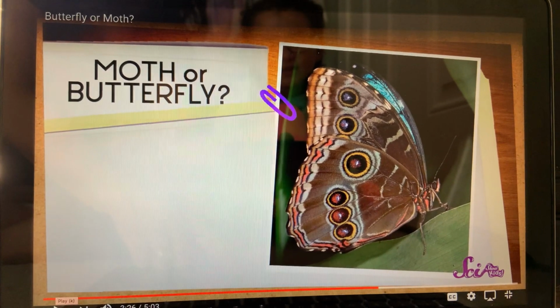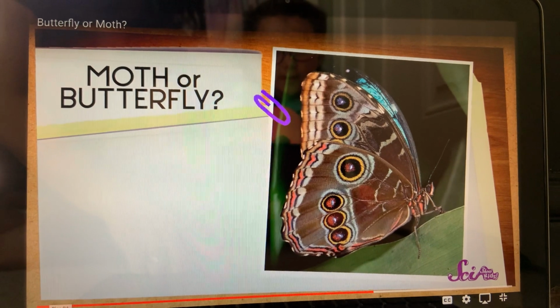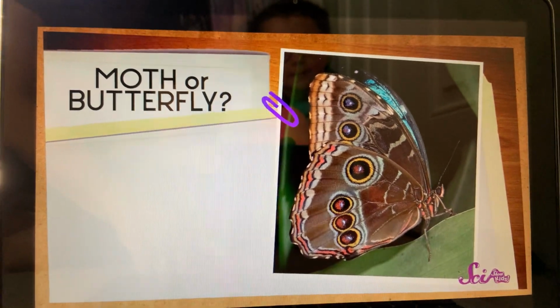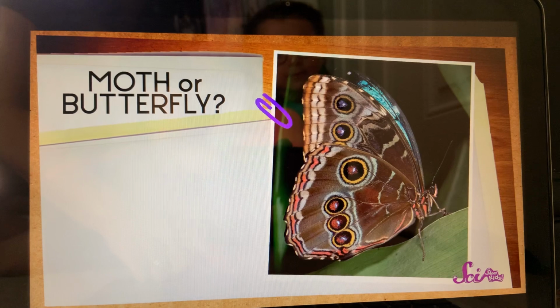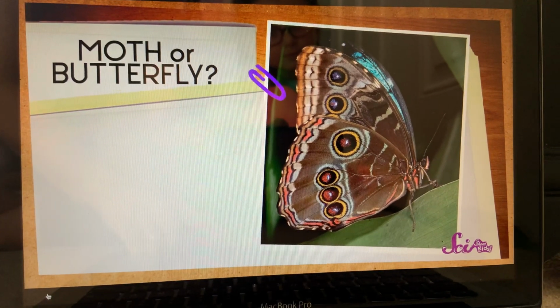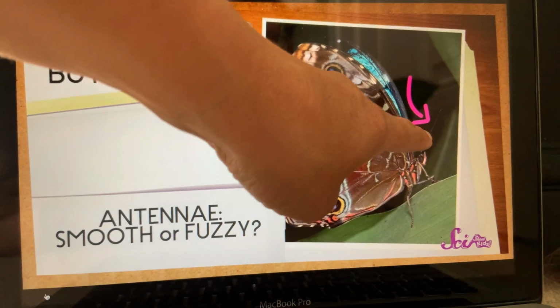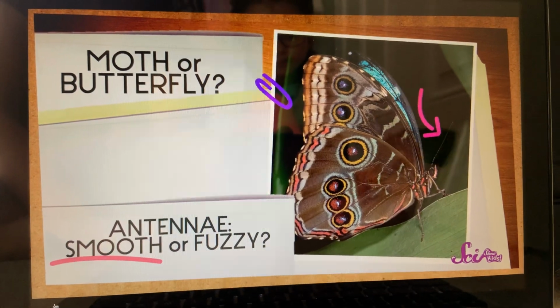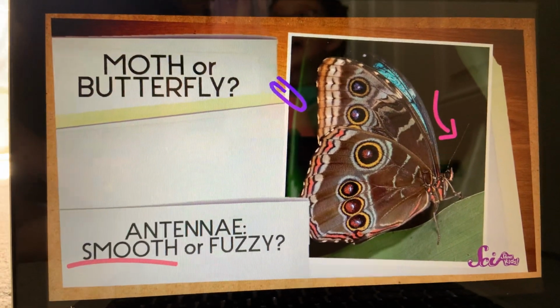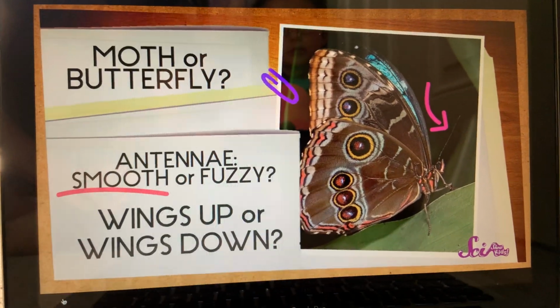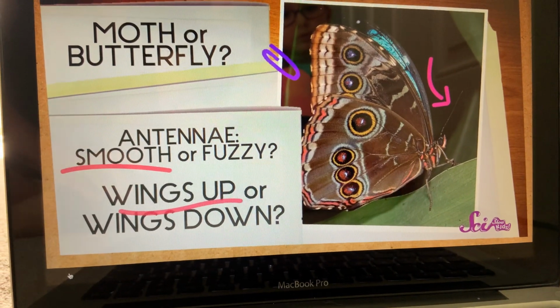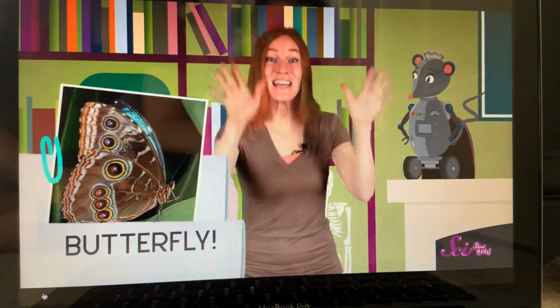Butterfly. You say butterfly, Bella? All right. Remember what makes them different. Do you remember the first thing to look for? Right, the antennae. These antennae look pretty smooth, not fuzzy at all. And look how the insect is holding its wings. They're up, not laying flat on its back. I think it's a butterfly. Do you agree? We're right, it's a butterfly called the blue morpho butterfly.